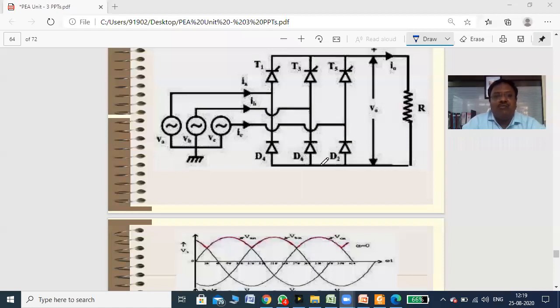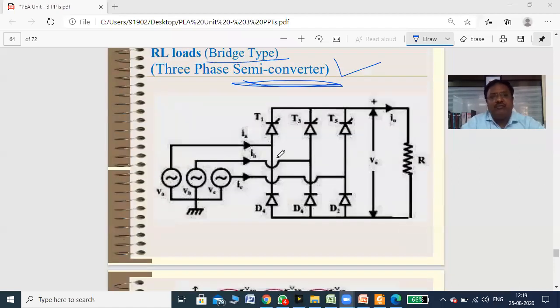Right now, we'll continue. This converter uses 3 SCRs and 3 diodes.